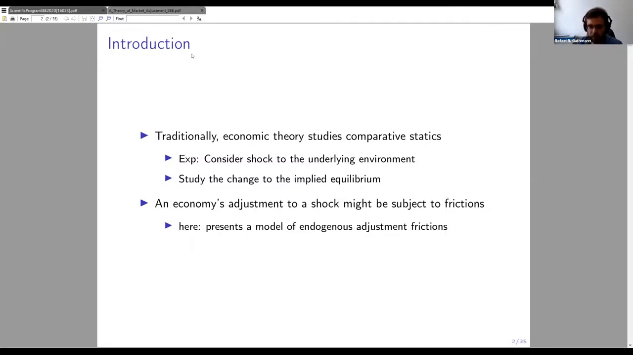A topic that might be interesting is that the adjustment of an economy might be subject to frictions, in the sense that there should be a process in which prices and allocations adjust to changes in the underlying environment. This process might last some time because of frictions. So I developed a model of endogenous adjustment frictions that provides some kind of micro foundations for the common assumptions you see in many macro models that involve convex costs of firms changing their capital stock, for example.